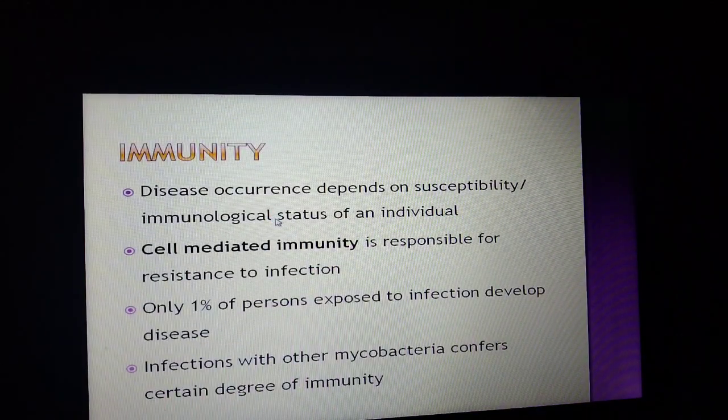Next we'll study about immunity. Disease occurrence depends on susceptibility, or the immunological status of an individual. Cell-mediated immunity is responsible for resistance to infection. Only 1% of persons exposed to infection will develop the disease. Infections with other mycobacteria confer a certain degree of immunity.